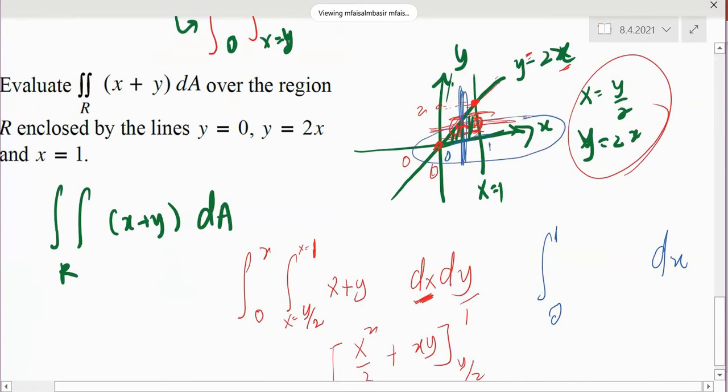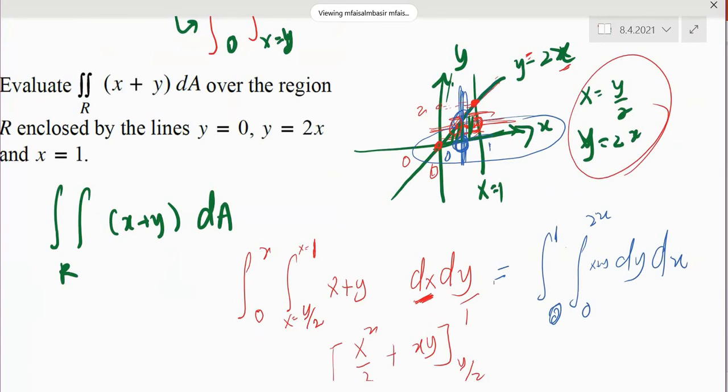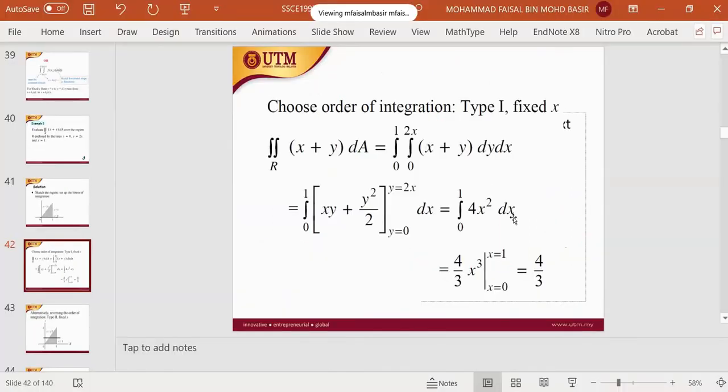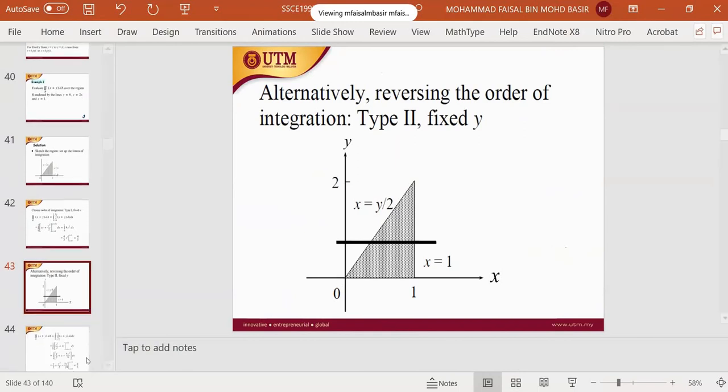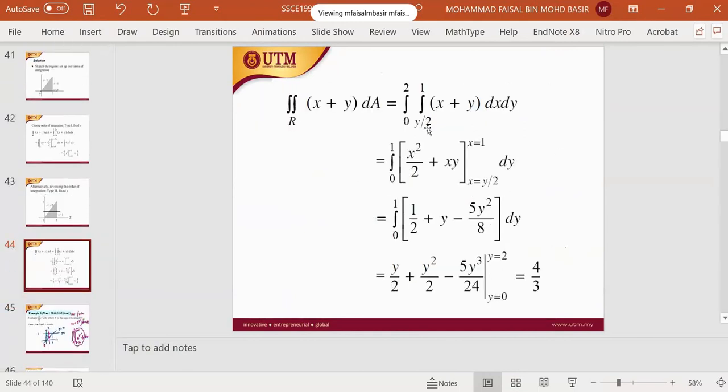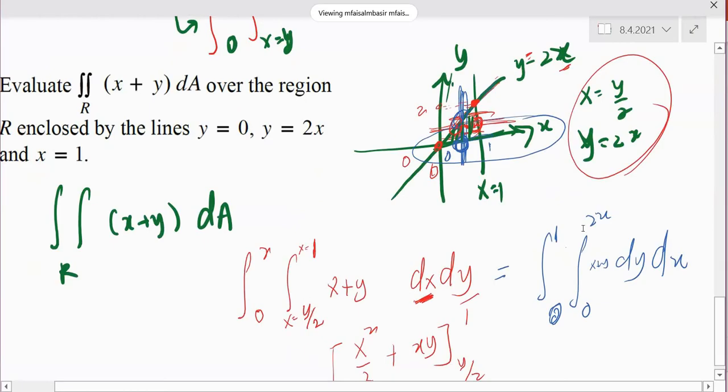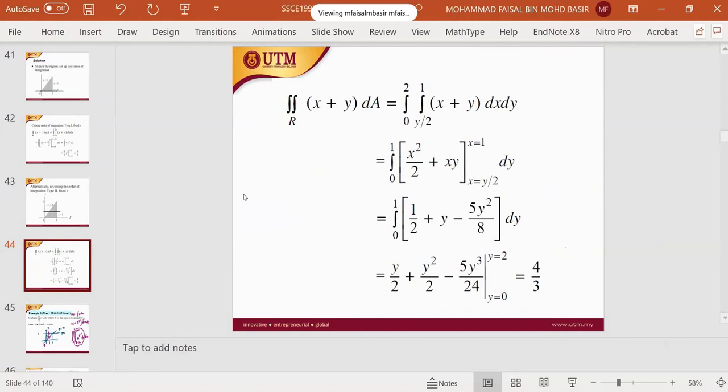Cx, okay, Cx. And then y. Okay, this is function x plus y. So here, your y. Y is what? Move from here to here. So here y is 0, and here y is 2x. So I think it is easy to do type 1. Okay. So you will get the same answer. This is type 2, so we'll get the same. Y over 2 until 1. Okay, correct.